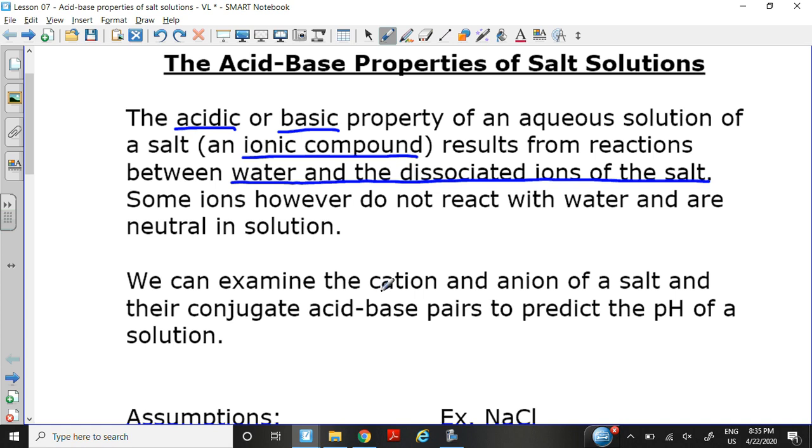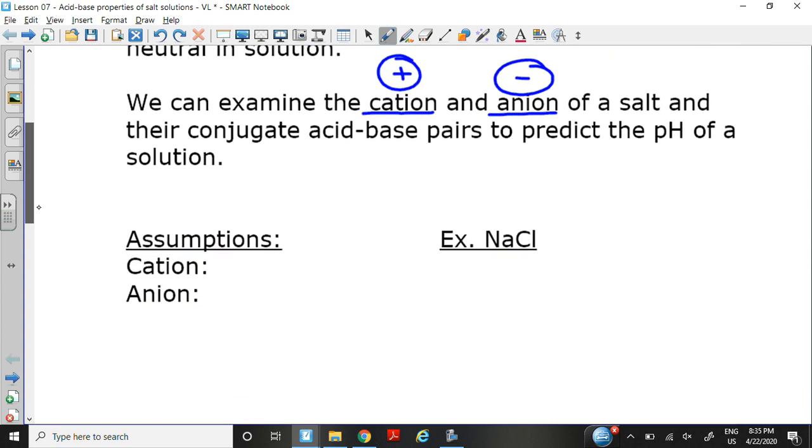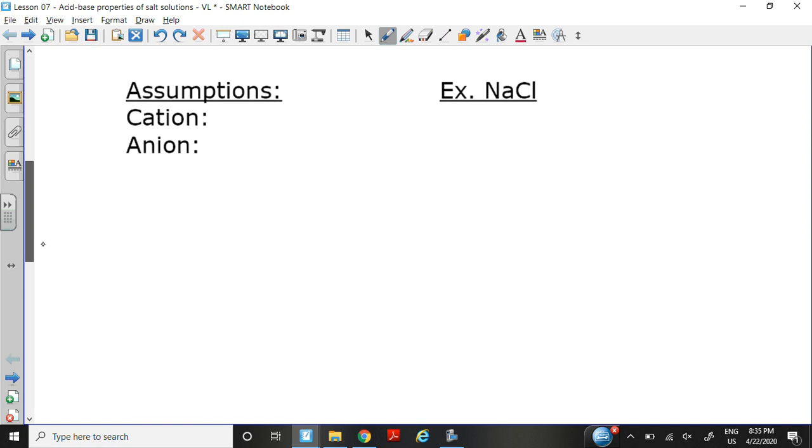So what we're going to do is examine the two ions in an ionic compound. The cation, remember, is the positive ion, and the anion is the negative ion. We're going to look at them separately and look for their conjugate acid-base pairs and try and figure out what the pH of a solution is. We're just basically going to walk through 4 different scenarios in the lesson today and apply a lot of the knowledge that we've learned about acid-base theory and equilibrium along the way.